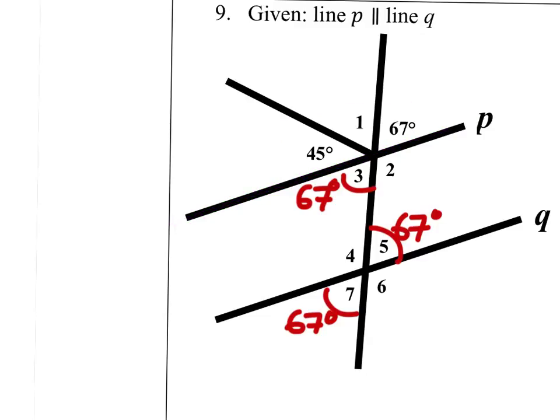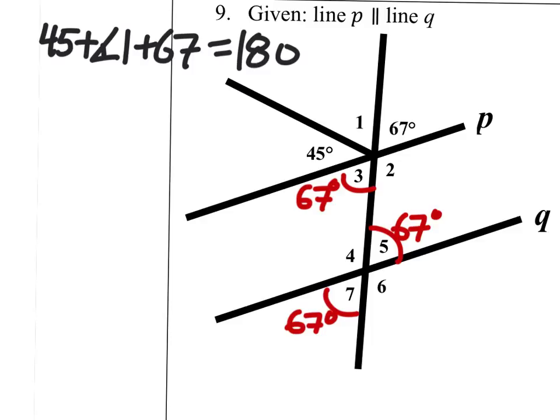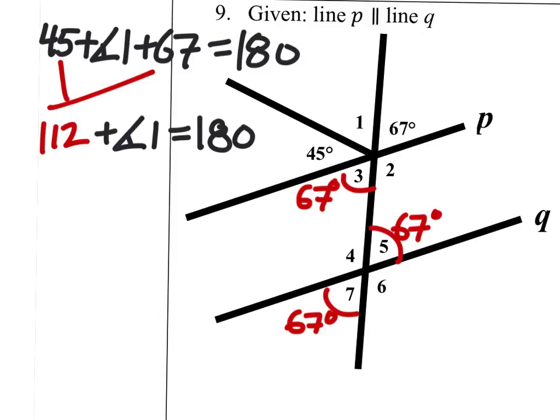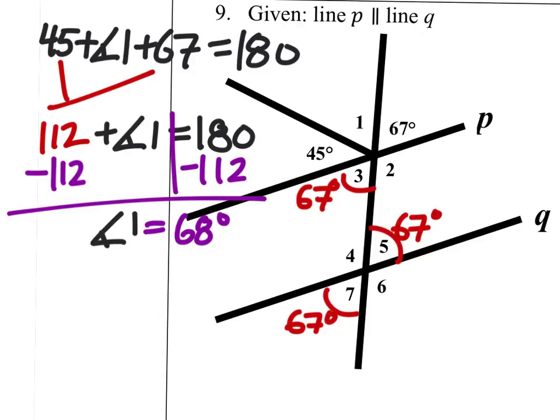So if I wanted to solve for angle 1, what I would do is add all three of those angles, and they should equal 180. So there's my equation. If I want to solve for angle 1, I'll combine the two like terms here. So that gives me 112 plus angle 1 equals 180, and to solve for angle 1, I'll subtract 112 from both sides of the equal sign, and that gives me angle 1 is 68 degrees. So let's go ahead and fill that in. We'll need that moving forward.